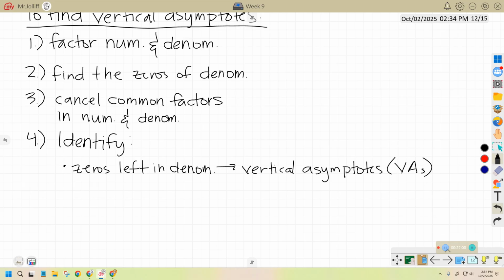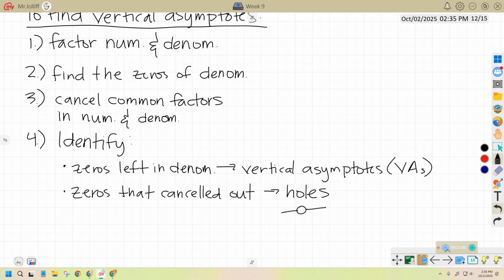So in the reduced fraction, any zeros that are still on the bottom become vertical asymptotes. The zeros that canceled out become holes. Holes are what they sound like. My curve is going along the graph. I have one x value that I cannot have. I get a little empty circle, and then the curve keeps going. Like a hole in my graph. Yeah, a hole in my graph.